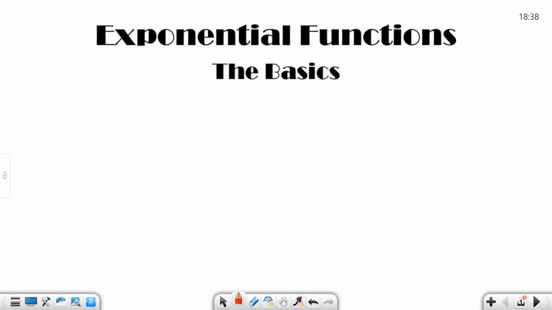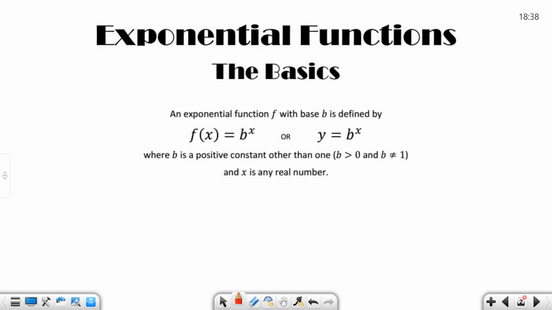Exponential functions, the basics. An exponential function f with the base b is defined to be f of x equals b to the x power. So the base is a number, the variable is the power here. Or y equals b to the x. Y and f of x are the same thing, right? Where b is a positive constant other than 1, so it's greater than 0, but it cannot be 1, and x is any real number.